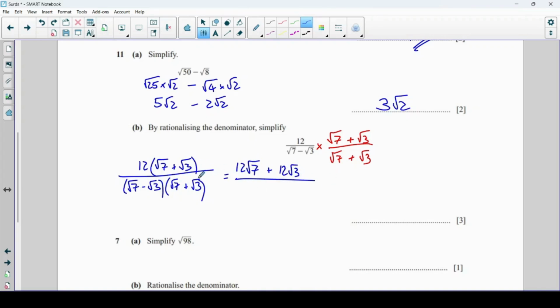On the bottom, root 7 times root 7 is root 49, or just 7. That's the first terms. Now the outsides, root 7 times root 3, we can write that as plus root 21. The insides, minus root 21, and the lasts, minus, and then root 3 times root 3 is root 9, or just 3. Again, the two middle ones cancel out. So I get 12 root 7 plus 12 root 3, all divided by 7, take away 3, which is 4. Don't forget, check that we can't simplify, and we can here. We're going to divide everything by 4. So 12 divided by 4 is 3, so I'm going to get 3 root 7 plus 3 root 3 by dividing that, that and that all by 4.